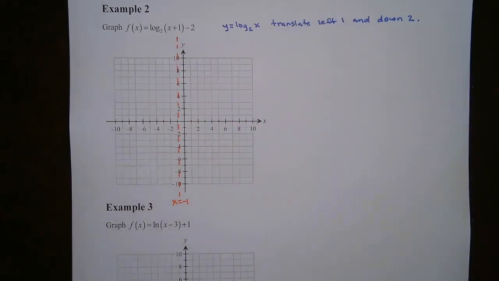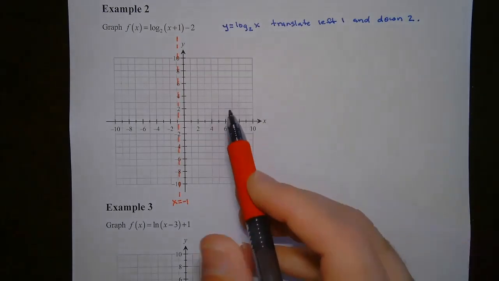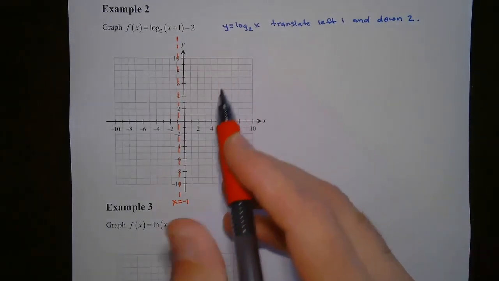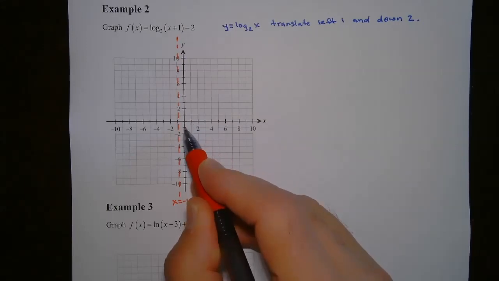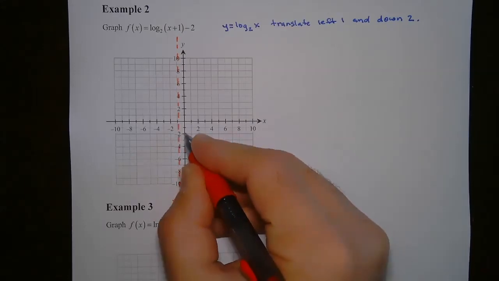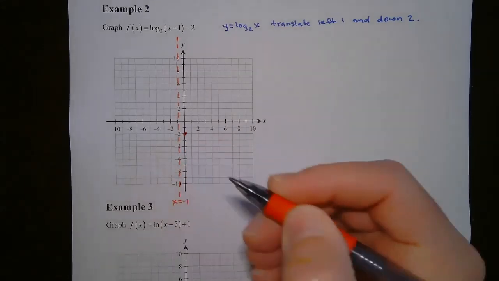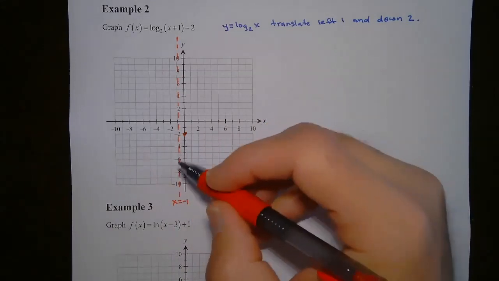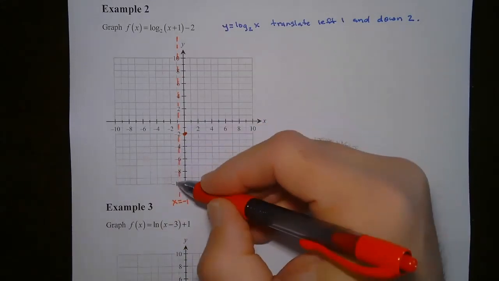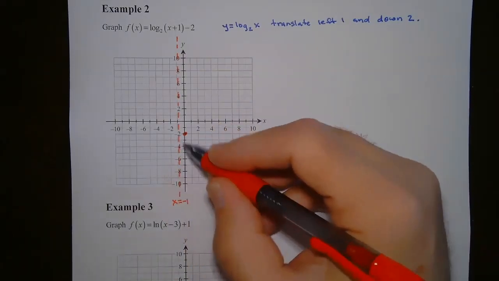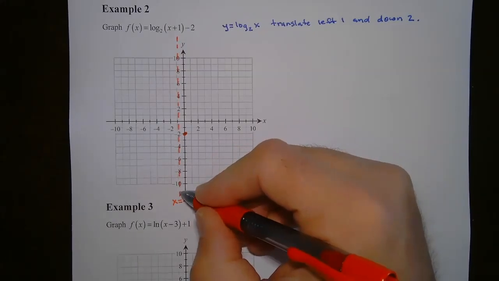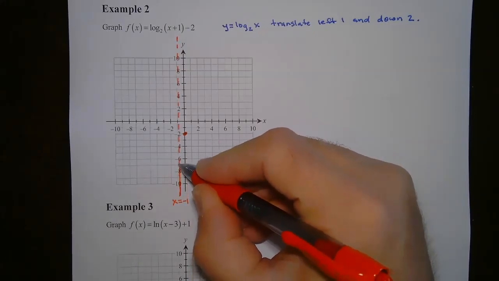All right, now the next thing is we had a point for the original function at 1, 0. That point has now moved to the left 1 and down 2. So I'm going to take this point and move it to the left 1 and down 2, and that's where my new point is. That means it's going to come up because we haven't done any reflections. It's just translations. We're going to come up along this vertical asymptote, and we're going to turn it.